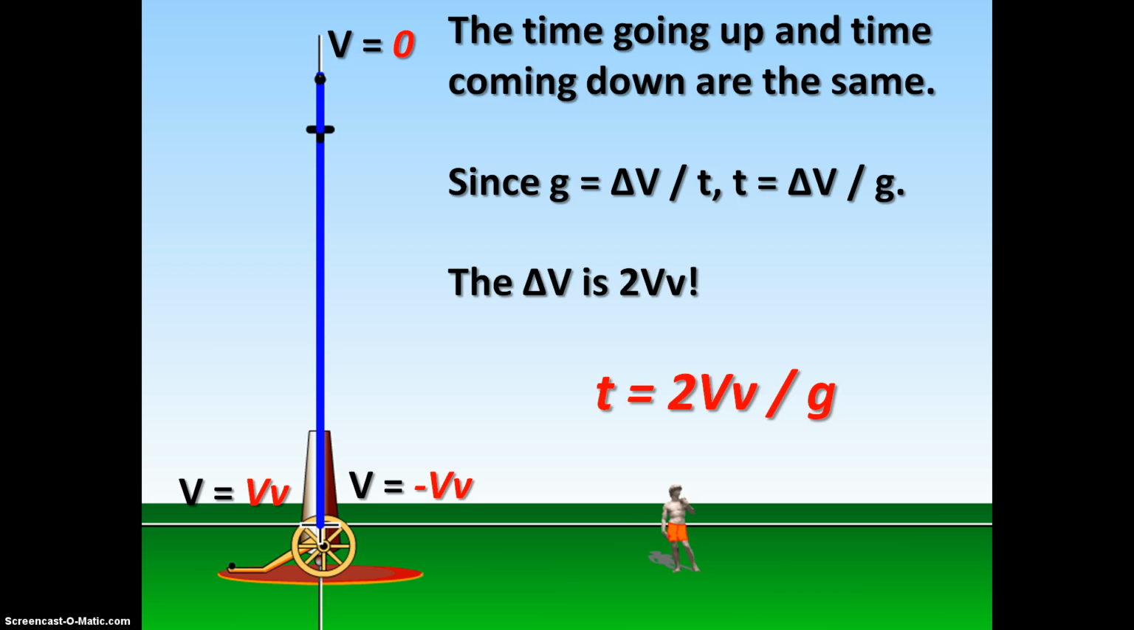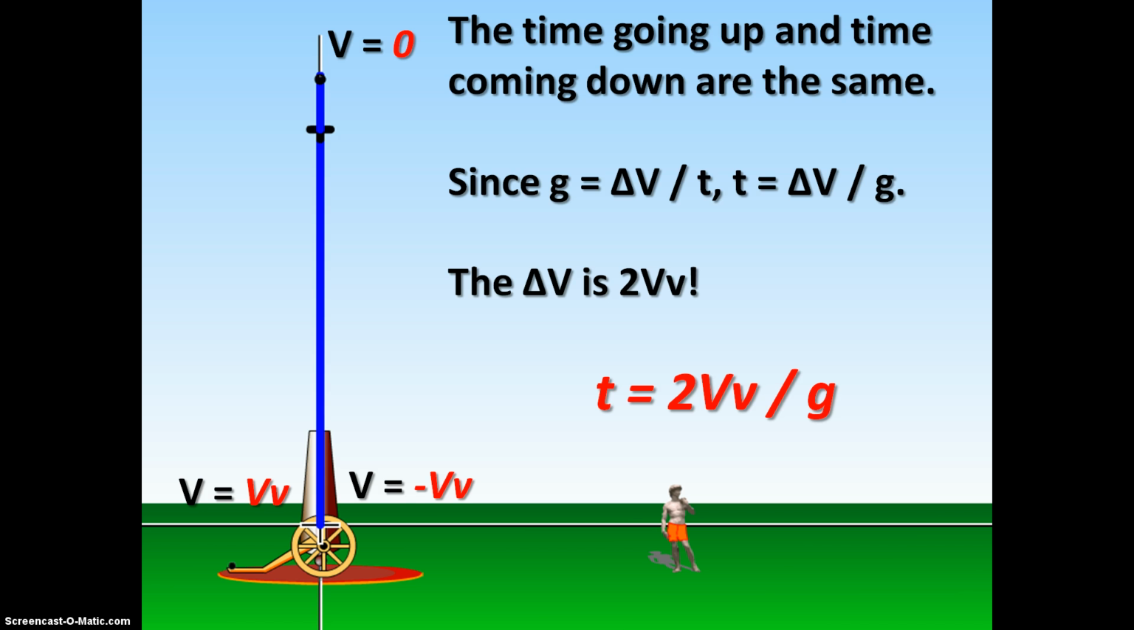Since acceleration is delta v over t, which is just the definition of acceleration, we rearrange that to get time equal to the change in velocity divided by g. Since the object starts going up with a vertical velocity of Vv, and at the top of its path it has a velocity of 0, when it comes back down to the same height, its velocity is going to be negative Vv.